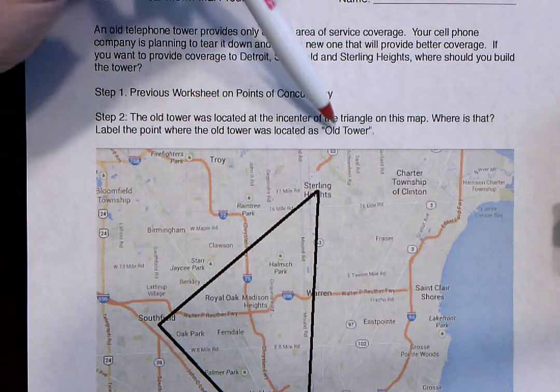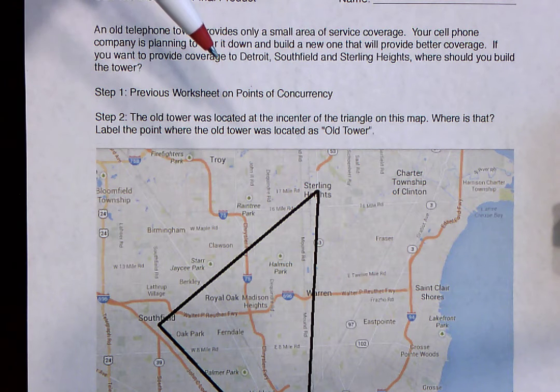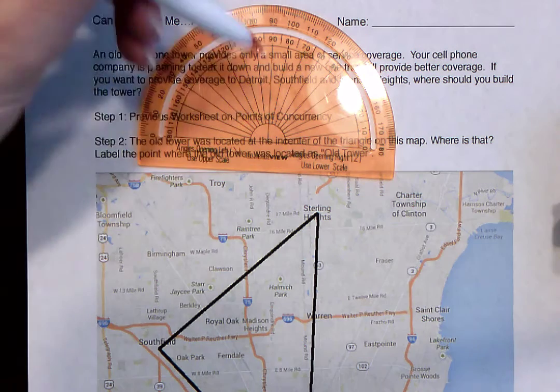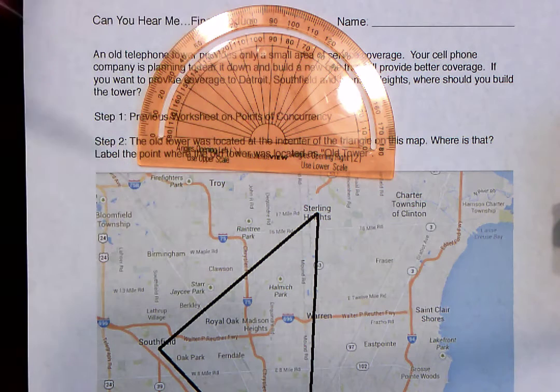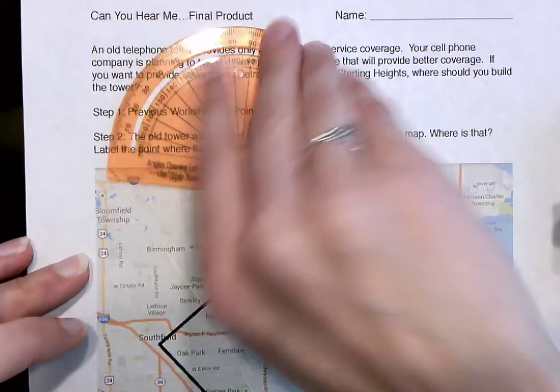So we're going to remember how to do the incenter. If you remember from your worksheet, the incenter is where the angle bisectors of the triangle meet. We're going to use a protractor, and all we really need is a protractor and a ruler, or you can just use the protractor as a ruler on the flat surface. So we'll do that to start. We're going to find the angle bisectors.